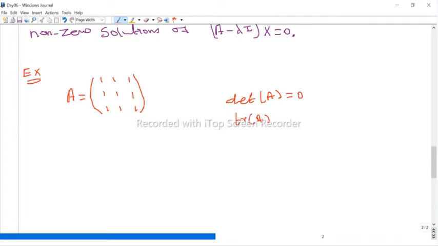What is the trace of the matrix? 3. Now, what can you say about the eigenvalues from this information? Suppose you know the determinant is 0. What can you say about the eigenvalues?